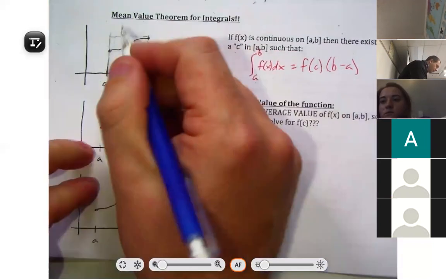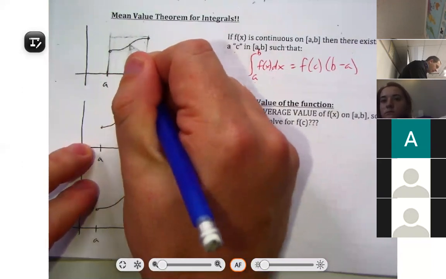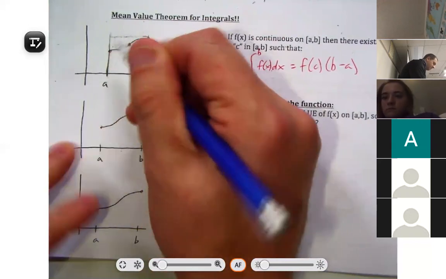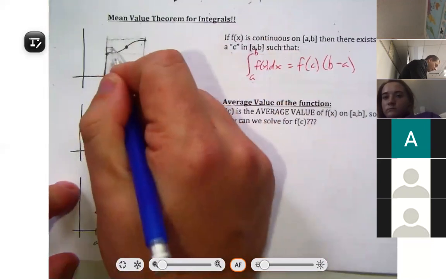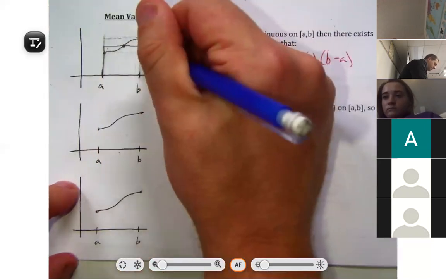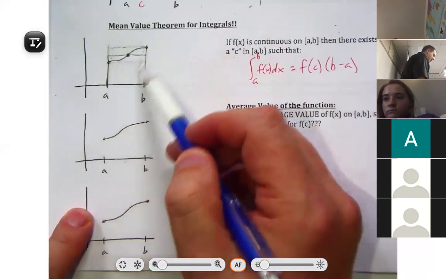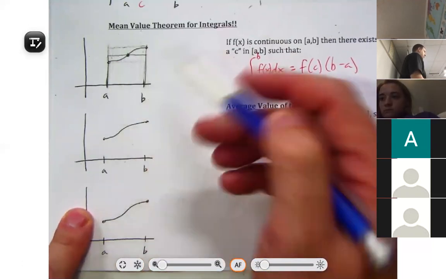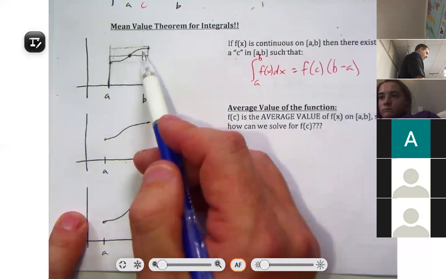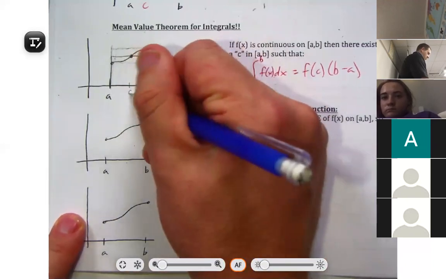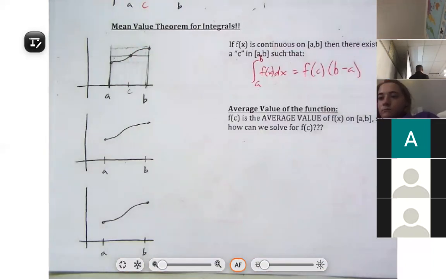I'll kind of eyeball it here. Here maybe. So if I draw one rectangle that spans a to b, up to that height, if I find the area of this rectangle, does it look to be about the same as the area under the curve? Yeah, because I have not enough here and I have too much here. I probably could have gone over to the right a little bit, but you get the gist. There's some c value in the interval where the rectangle's area is going to equal the area under the curve.